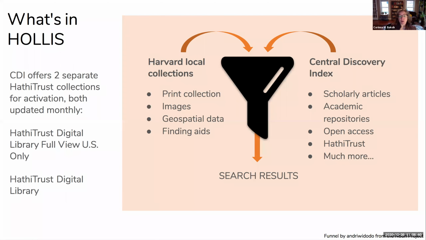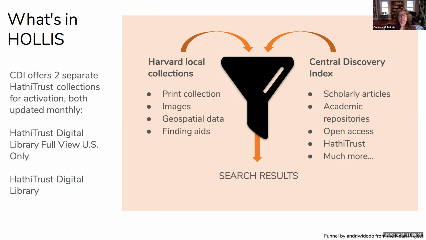We also include some geospatial data. And we do index the full text of finding aids. The main presentation of finding aids is actually in a separate system, but we do index the full text in Hollis for discovery purposes. And then once a user finds one, they can link out to the other system if they choose. Relevant to today's conversation is the Central Discovery Index.